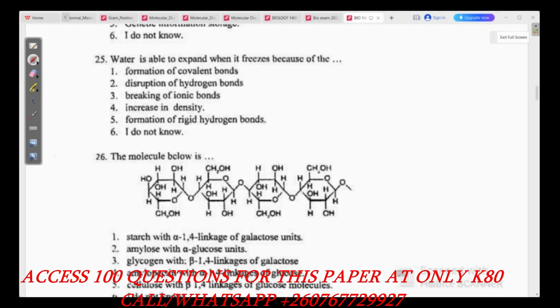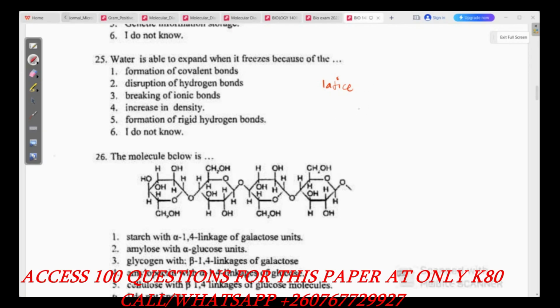25. Water is able to expand when it freezes because of the formation of covalent bonds. So what happens when you freeze water? So when you freeze water, it forms what we call lattice. So lattice is going to create some spaces within a water molecule.